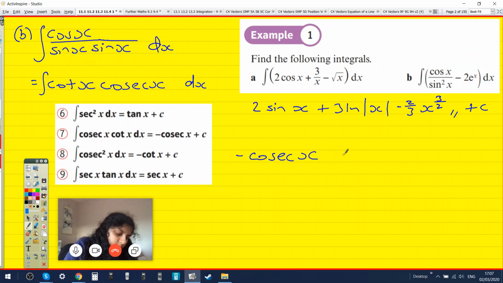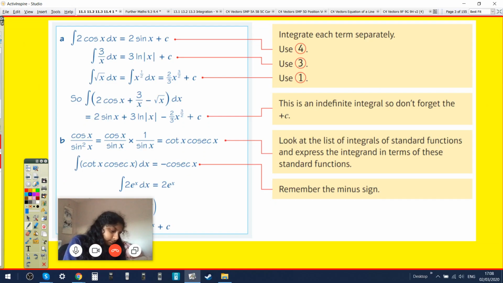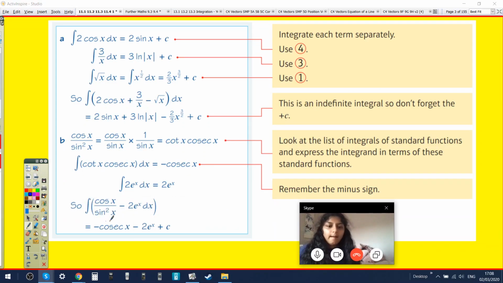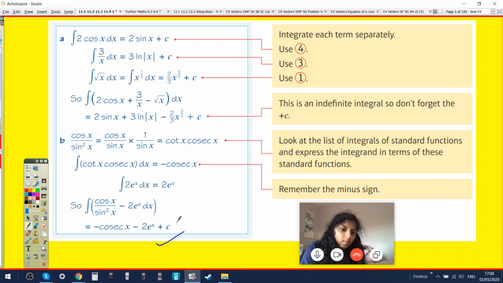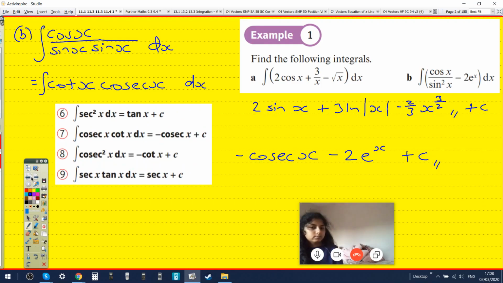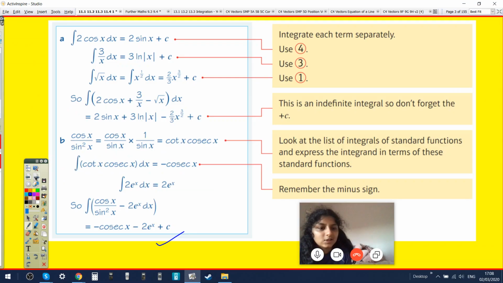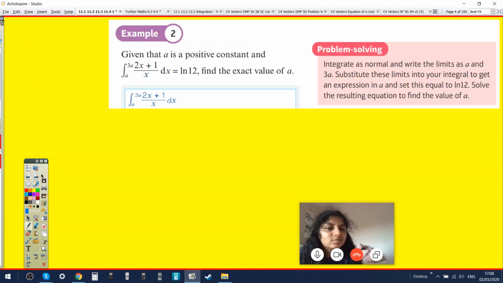And then 2e to the x is just 2e to the x again when you integrate it. The derivative of 2e to the x is 2e to the x, and so the integral is also 2e to the x. Plus c. Yes, minus cosec x minus 2e to the x plus c. Any questions about those? I just find it difficult. Yeah, so far so good.